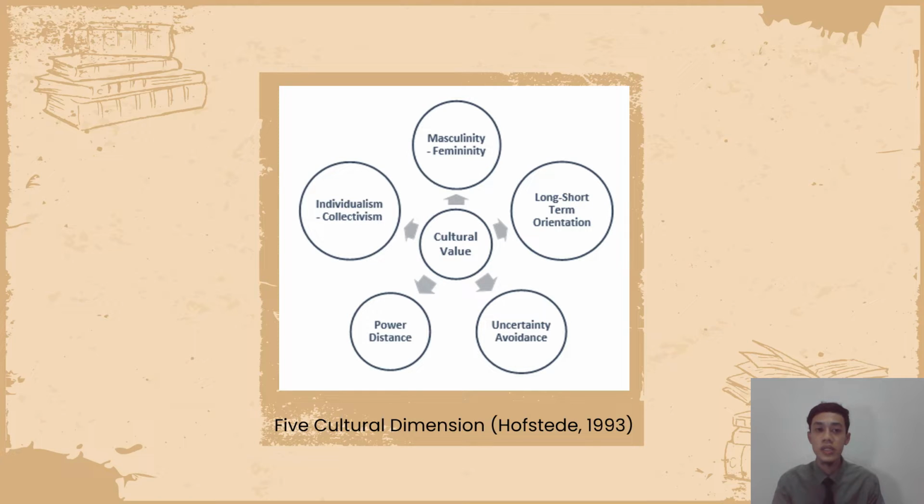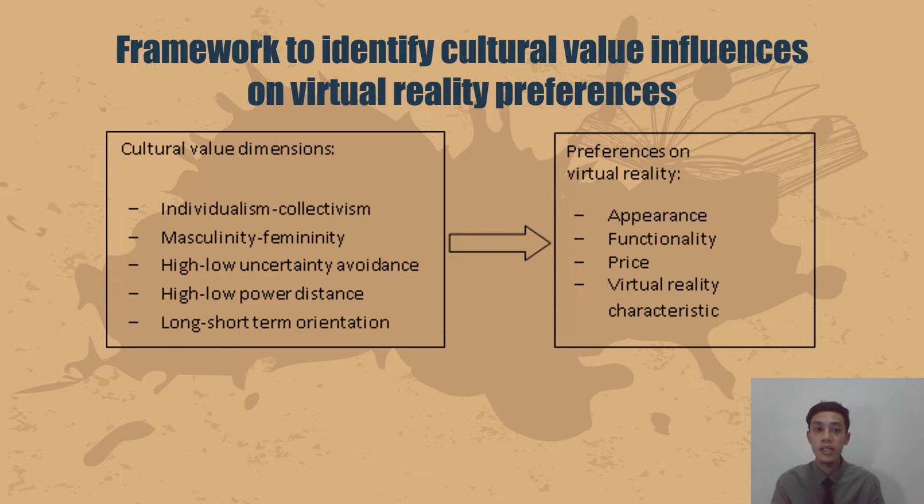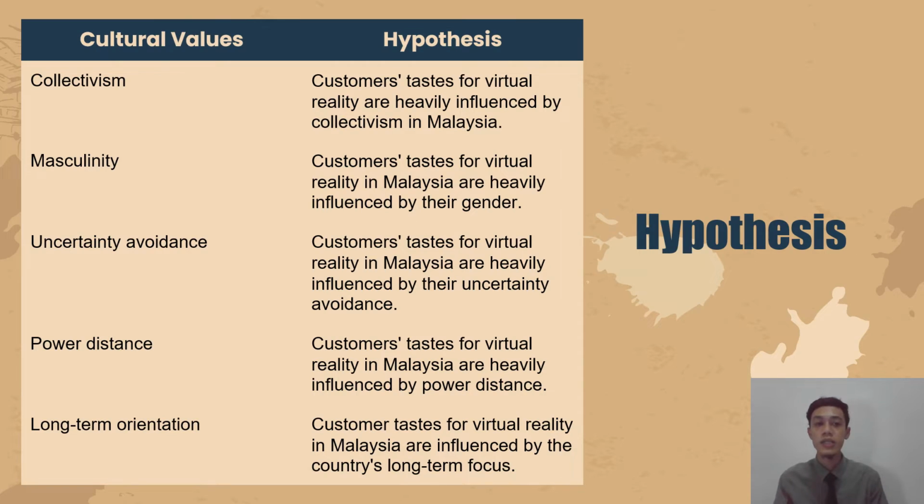These are the five cultural dimensions which were studied by Hofstede. The five cultural dimensions are individualism versus collectivism, masculinity versus femininity, long versus short-term orientation, uncertainty avoidance, and power distance. This is the framework to identify the cultural value influences on virtual reality preferences. So basically, I combine the five cultural value dimensions with customer preference on virtual reality to create hypotheses based on Malaysian culture. These are the hypotheses that I created based on cultural values in Malaysia.